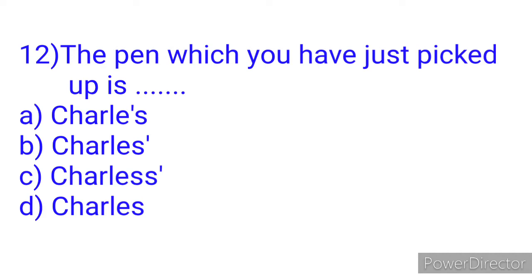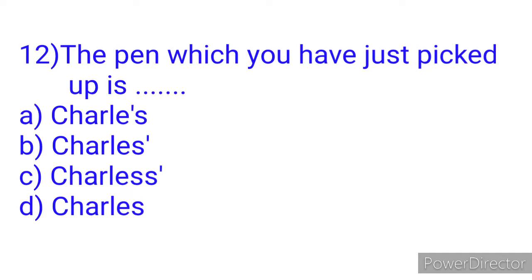This question is meant to test your knowledge on possessive apostrophe. The possessive apostrophe is the apostrophe that shows possession. It's the apostrophe that shows ownership, that something belongs to someone. Now, to show possession or ownership of a singular proper noun. An example of a singular proper noun is the name of a person.